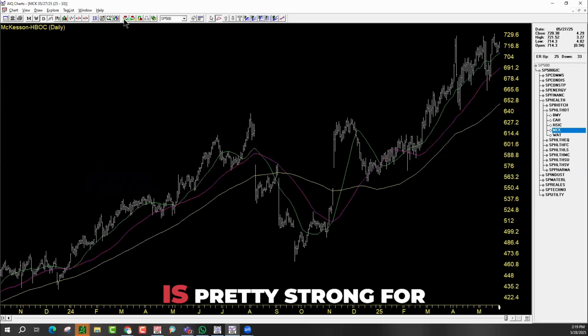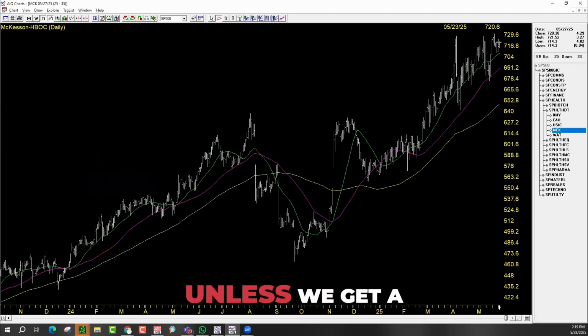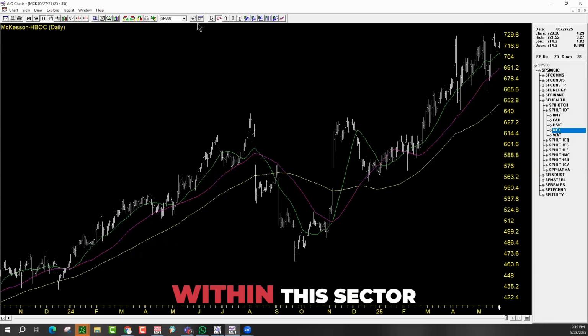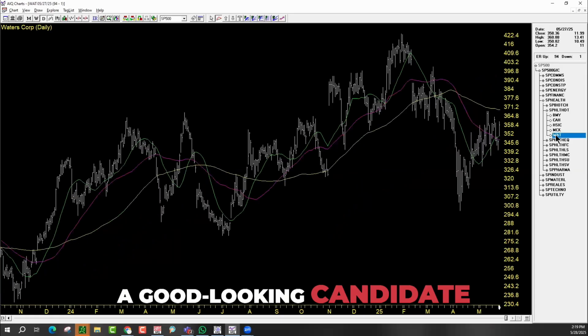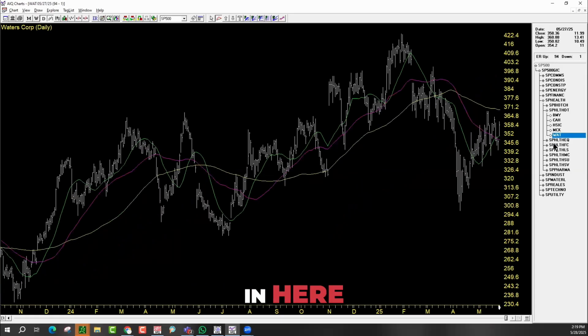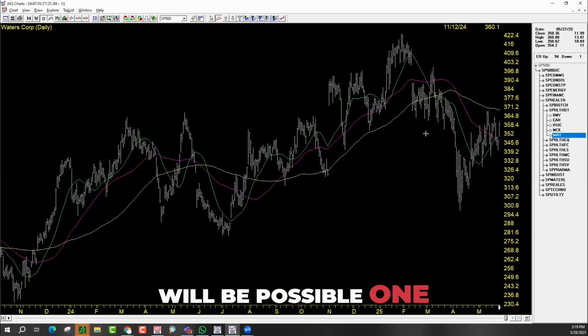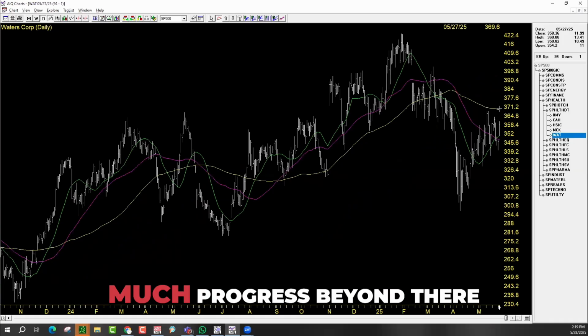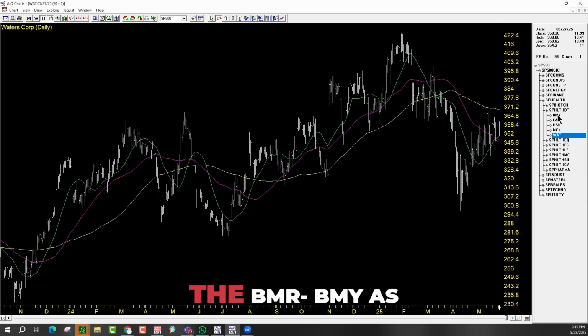Here's another one, McKesson. This one as well is pretty strong to the upside. It's been playing off of the 21-day here. Unless we get a really strong cut through the 21 or the 50, there's really nothing here on the short side. Remember, we're looking for shorts within this healthcare sector, which is made up of the groups that are within there. This group was a good looking candidate, but it's got some strong and weak stocks in here. This one, again, will be possible one to watch for, although it's rallied up to 50%. It hasn't really made much progress beyond there, but I still like BMY as the better one.